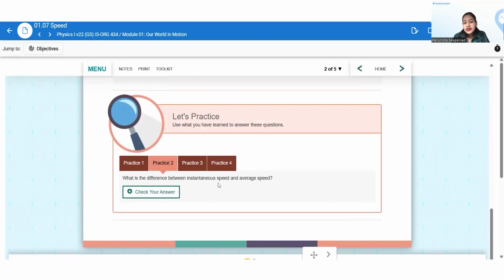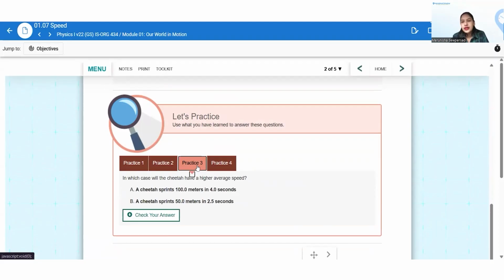The difference between instantaneous and average speed is that one is exactly when you look down at the speedometer, and the other is taken after all the time has elapsed.